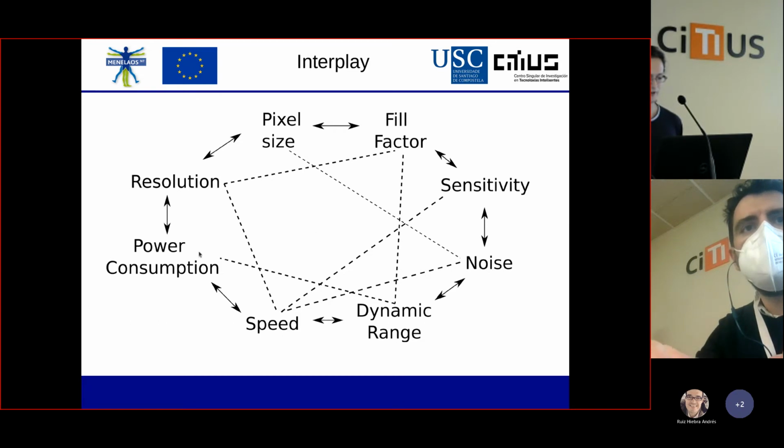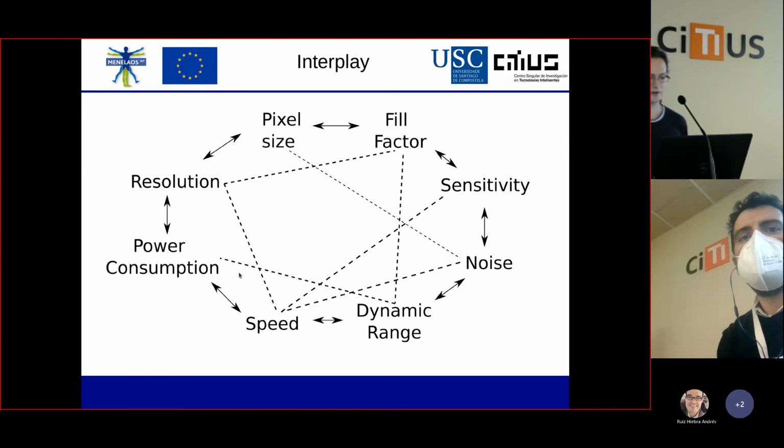For instance, you can have higher power consumption with higher speed. So, if you want higher speed, the camera runs faster, it will need to consume more power. If you want higher dynamic range, for instance, you can increase the voltage, but this can also increase power consumption. You can increase the fill factor. Noise is related, for instance, to dynamic range because the total dynamic range depends on the noise floor.